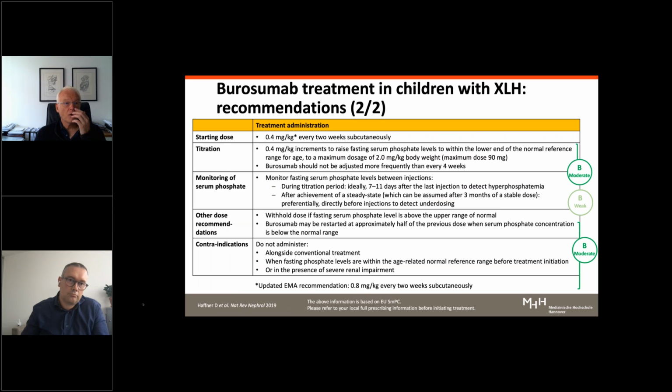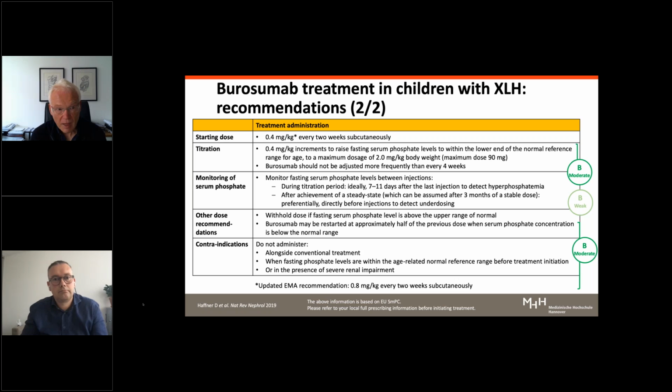And the starting dose at this time was 0.4 milligram per kilogram in children, given every 2 weeks subcutaneously. But meanwhile, the EMA adjusted the starting dose to 0.8 milligram per kilogram, because in the clinical trials, most patients required at least 0.8 milligram per kilogram. However, we know from our registry we perform in Germany that some patients do quite well with 0.4 milligram per kilogram.